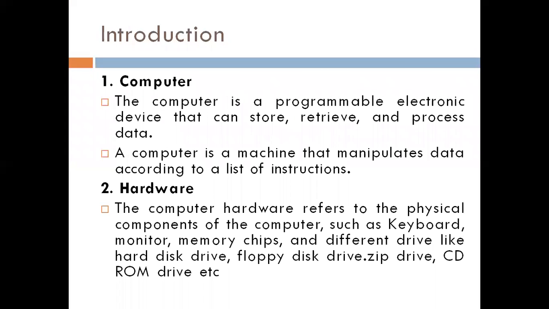First, the computer. A computer is a programmable electronic device that can store, retrieve and process data. A computer is a machine that manipulates data according to a list of instructions. Second is hardware. Computer hardware refers to the physical components of the computer such as keyboard, monitor, memory chips and other different types of drives like hard drive, floppy drive, CD drive, zip drive, etc.